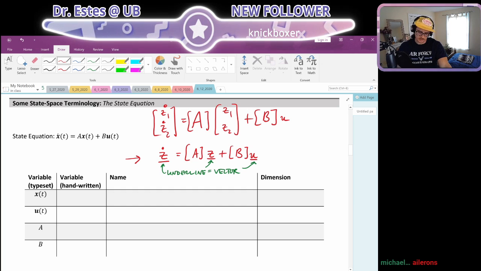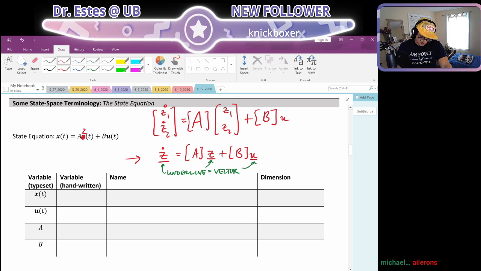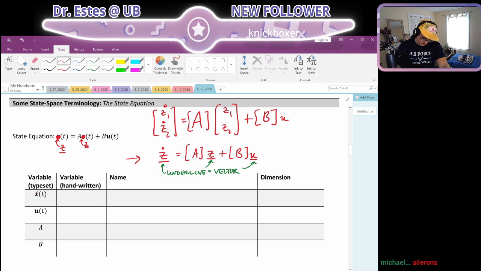So I've been writing the state vector as a z, and now I'm just realizing in my notes for the typeset I put an x. Let's just make it a z. I'll underline it, z. And I'll do the same thing here. Z.